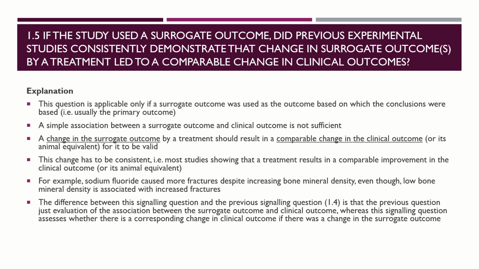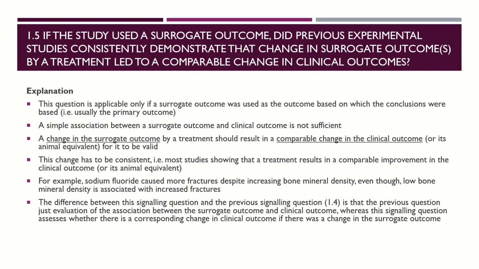A simple association between a surrogate outcome and clinical outcome is not sufficient. In the previous signaling question, we were only interested in a relationship. Here, we want to know whether a change in the surrogate outcome by the treatment results in a comparable change in the clinical outcome or its animal equivalent for it to be valid. This change has to be consistent, that is, most studies showing that a treatment results in a comparable improvement in clinical outcome or its animal equivalent.